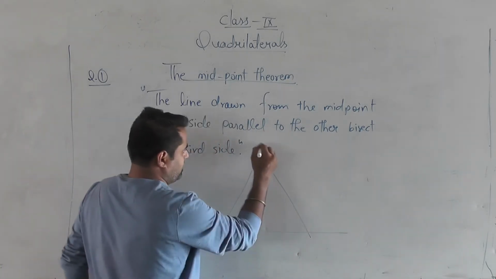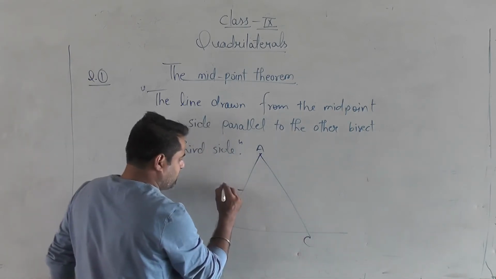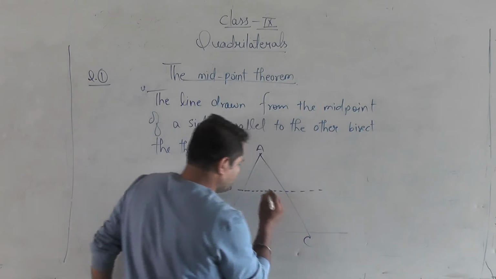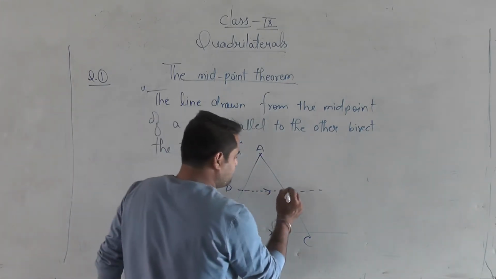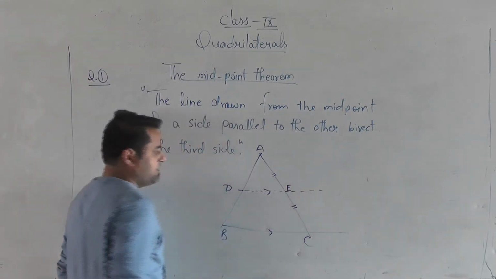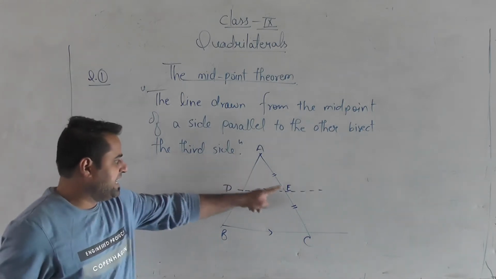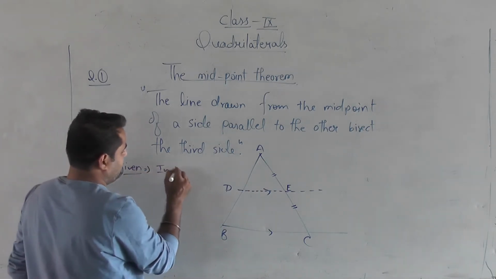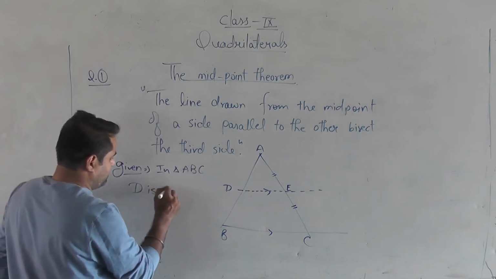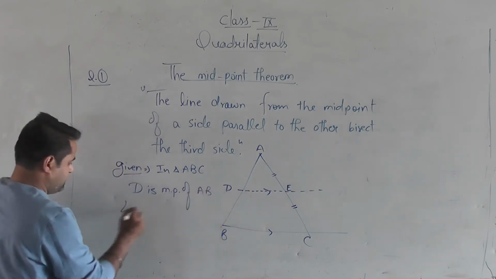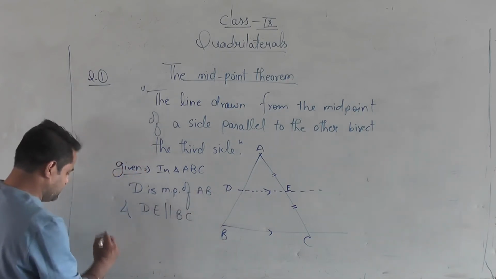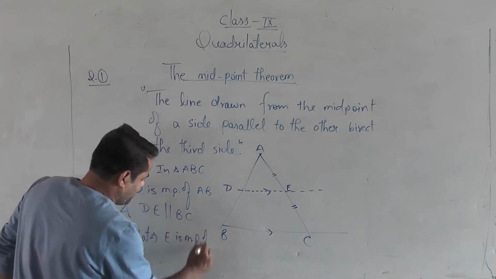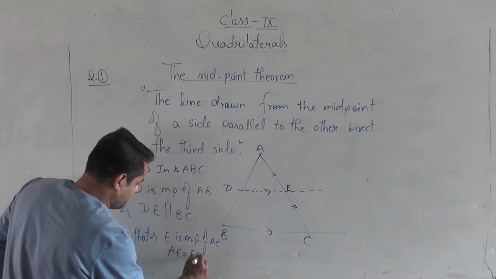Suppose this is a triangle ABC and D is the midpoint of side AB. Now we will draw a parallel line through it, parallel to BC. It bisects the other side AC also. So we need to show that this AE and EC are equal. What is given to us? Given to us is, in triangle ABC, D is the midpoint of AB and DE is parallel to BC. What we need to prove is that E is the midpoint of AC, or AE is equal to EC.